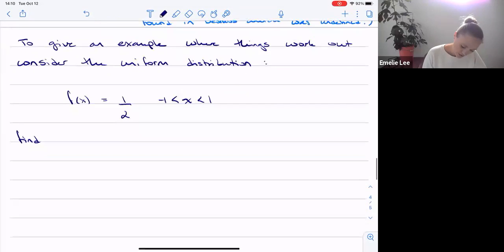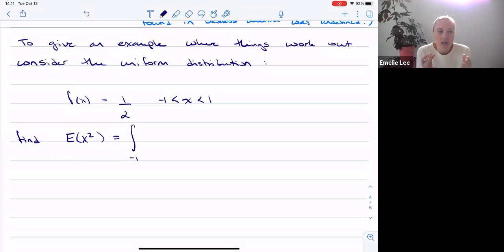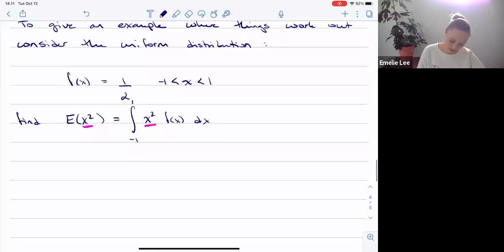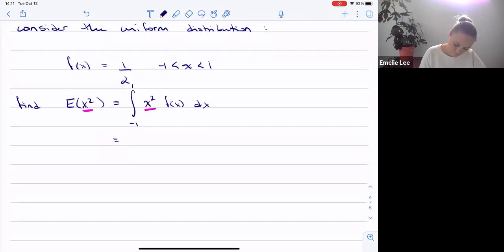Then we can find, for example, the expected value of x squared. Going back to that other situation, the expected value of whatever's inside is that thing inside times the PDF dx, right? So in this case, it's the integral from -1 to 1 of x squared times f of x dx. If I want x squared, that x squared is going to be there times f of x dx. So if I want to evaluate this, remembering that f of x is 1/2, this is really the integral from -1 to 1 of x squared over 2 dx.